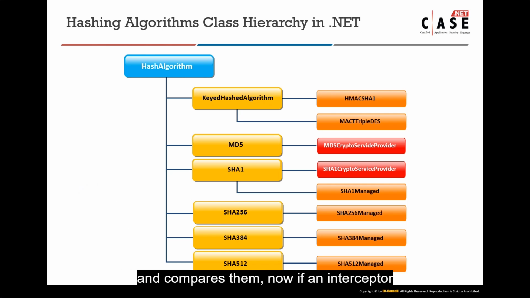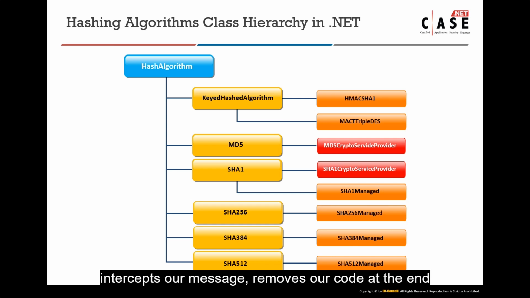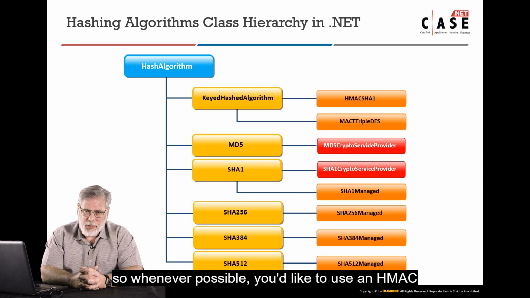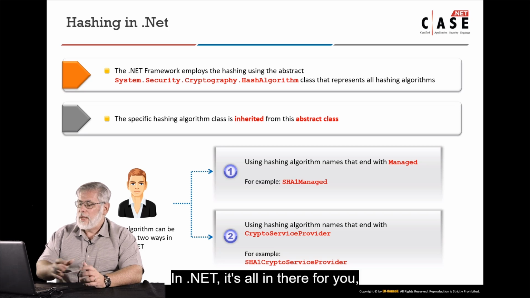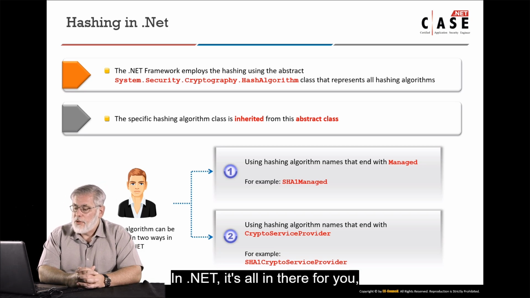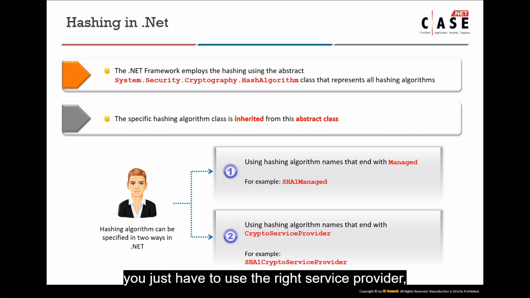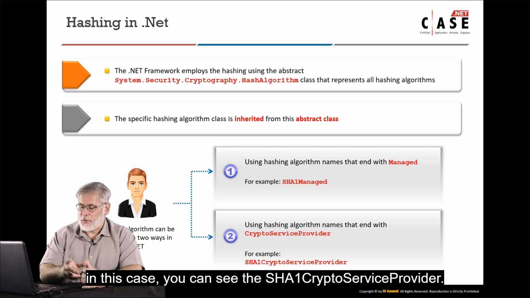Now, if an interceptor intercepts our message, removes our code at the end, and simply does the rehash, it's not going to match on the other end because the interceptor isn't even aware that we're using this extra randomly generated number to exclusively OR the hash, and even if they are aware, they don't have access to the number. So whenever possible, you'd like to use an HMAC as opposed to just a hash. In .NET, it's all in there for you. You don't have to understand the algorithms. You just have to use the right service provider. In this case, you can see the SHA-1 crypto service provider.